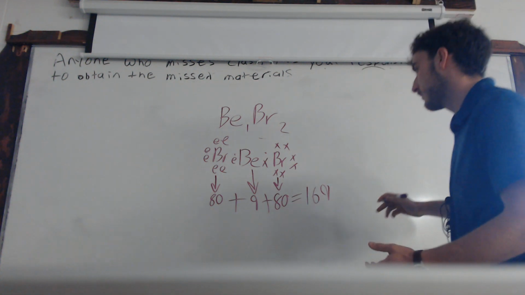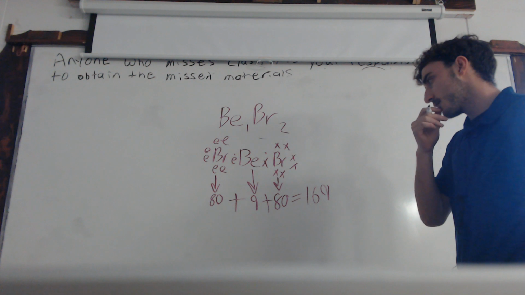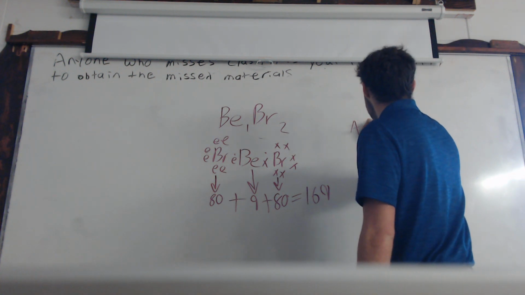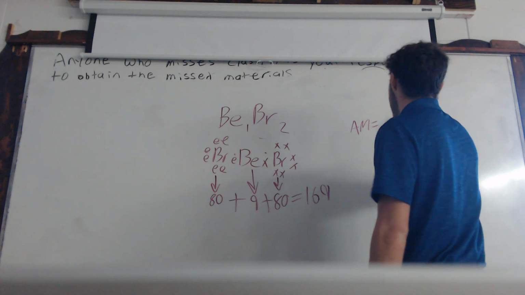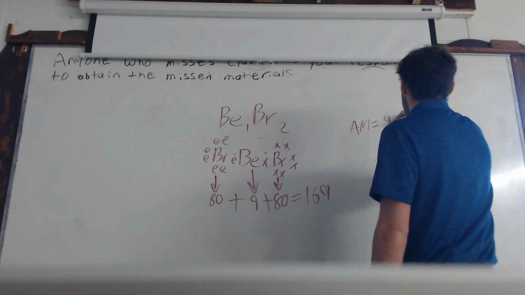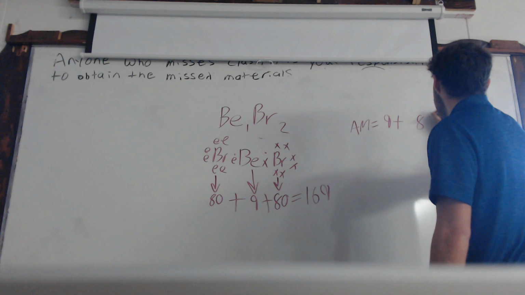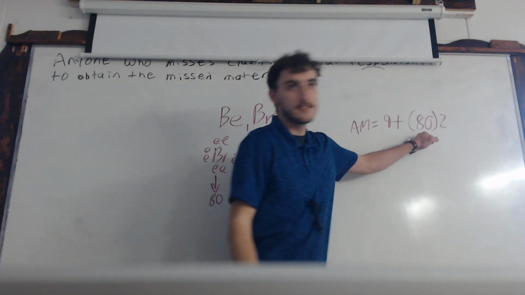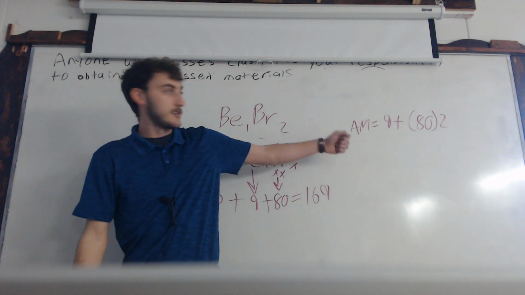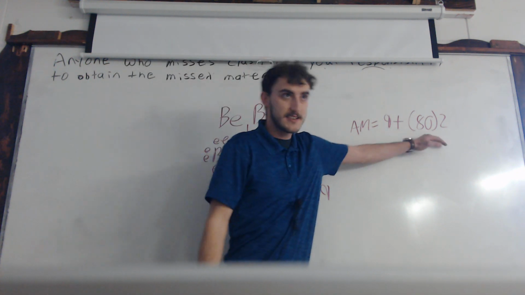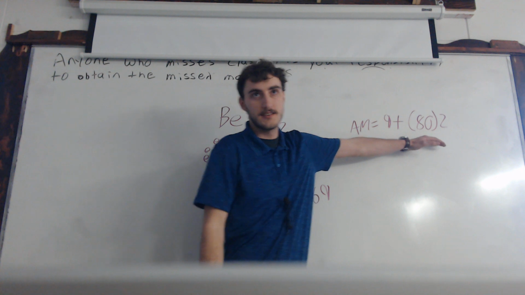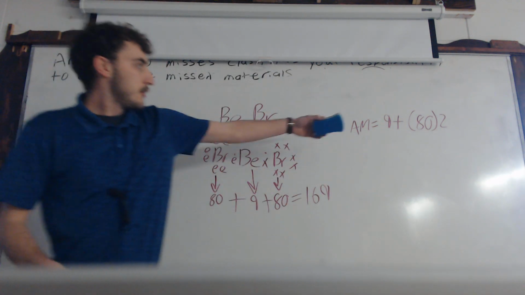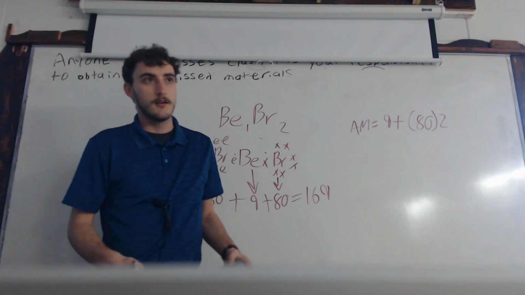And if you're a formula person, atomic mass for this one would equal 9 plus 80 times 2. Some people think this way, some people don't. But if you were to put it in this kind of format, don't get confused on this. Just do it this way if you have to. We can do it like that as well. Cool?